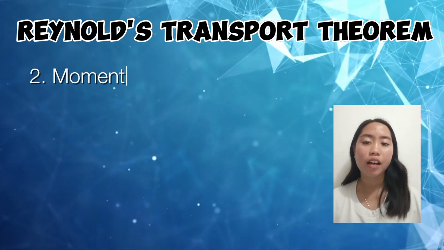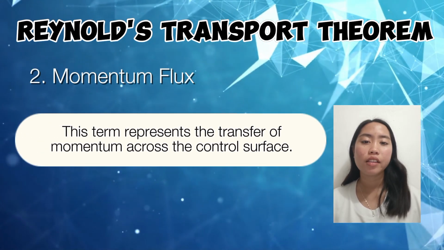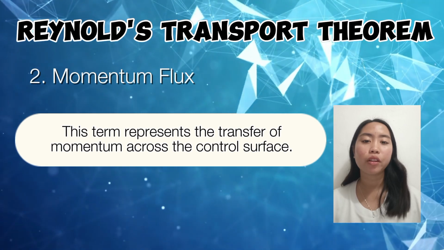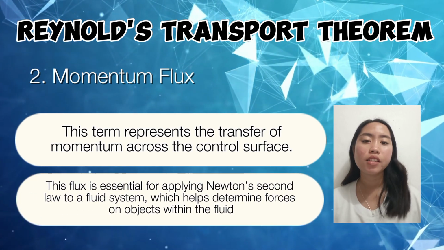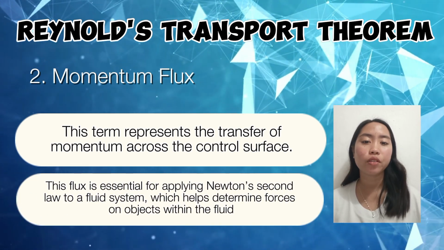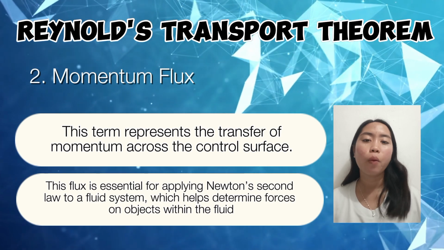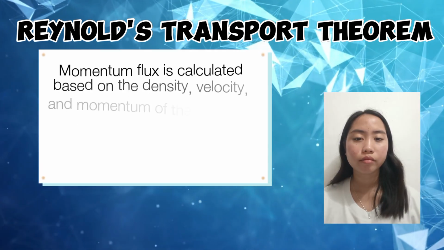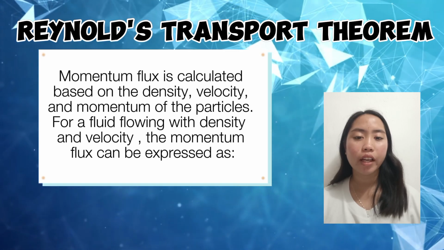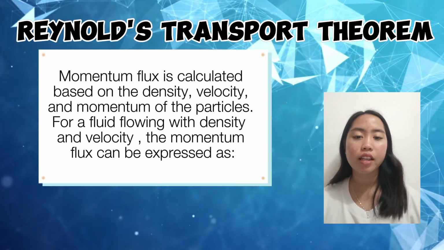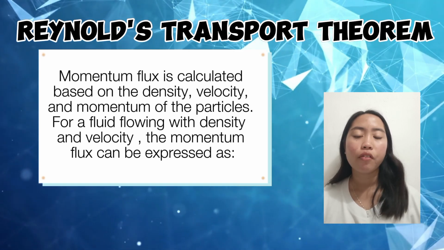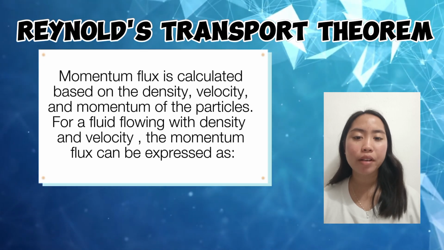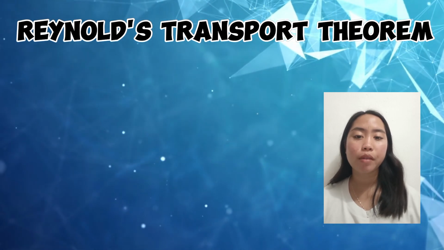Another type of flux is momentum flux. This term represents the transfer of momentum across the control surface. This flux is essential for applying Newton's second law to a fluid system, which helps determine forces on objects within the fluid. Momentum flux is calculated based on the density, velocity, and momentum of the particles. For a fluid flowing with density and velocity, the momentum flux can be expressed as that.